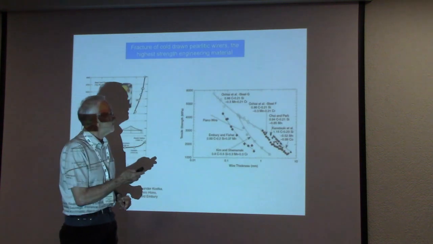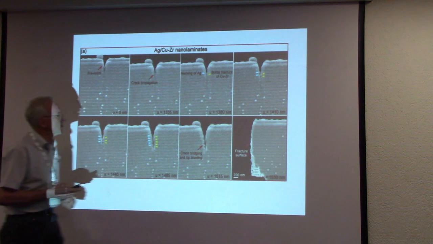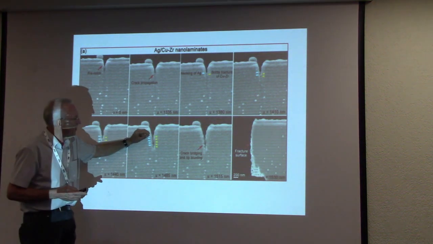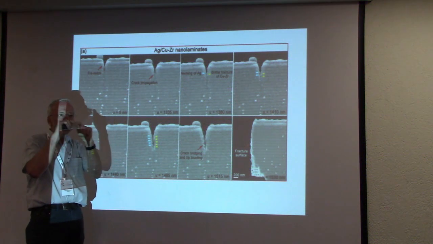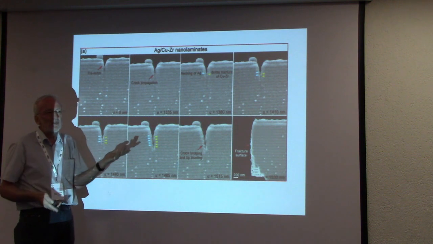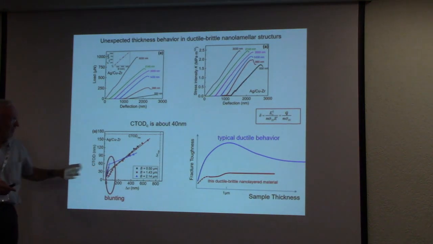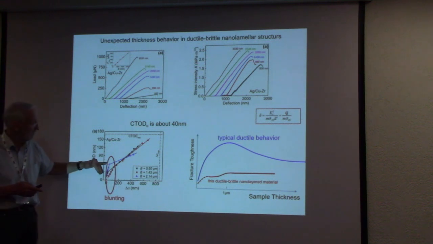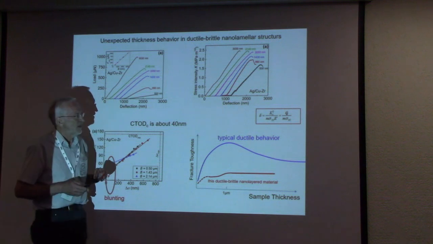But this is not the case in our samples with this fine lamellar structure. The critical crack tip opening displacement is determined by the thickness of our silver layer, which is simply necked. So it is about 25 nanometers. You see, or 30 nanometers. The crack tip opening displacement is not significantly affected by the thickness of the samples.